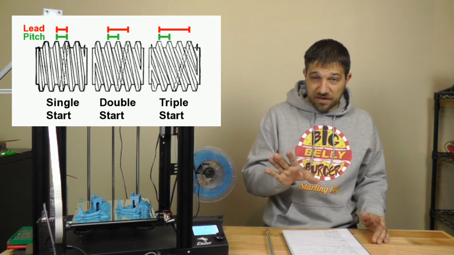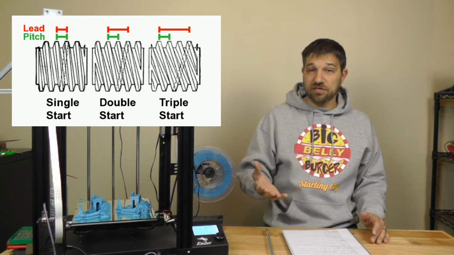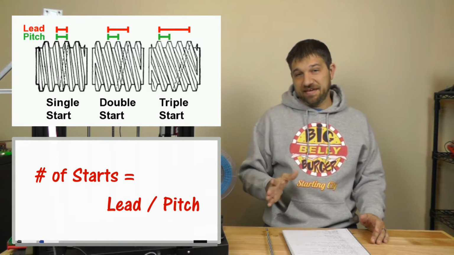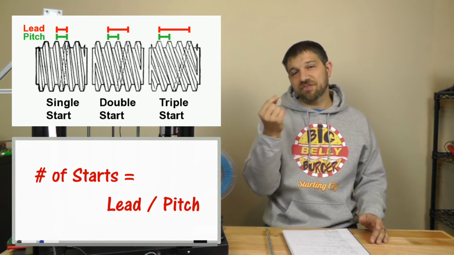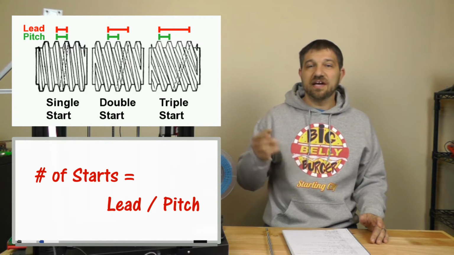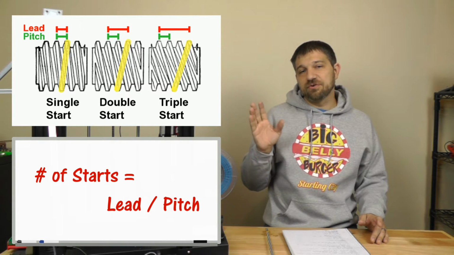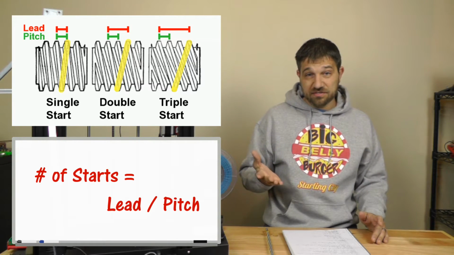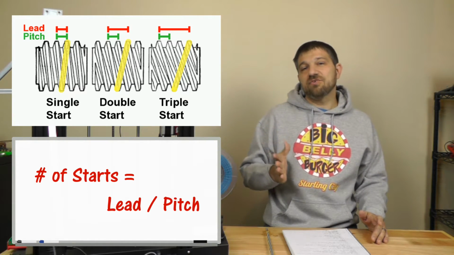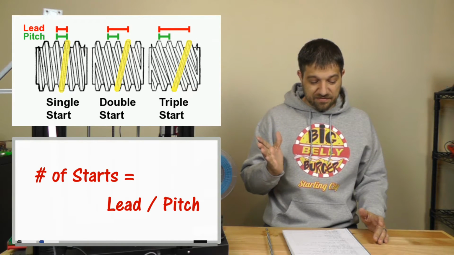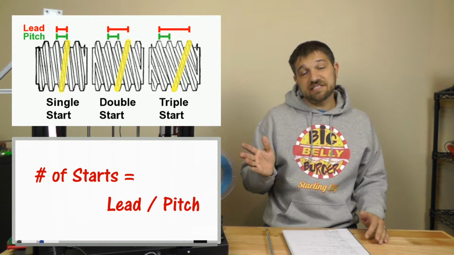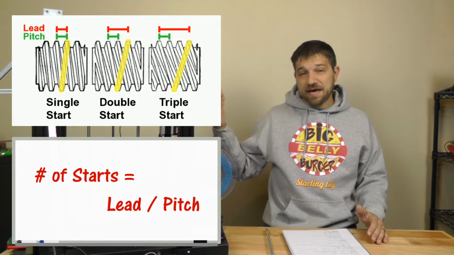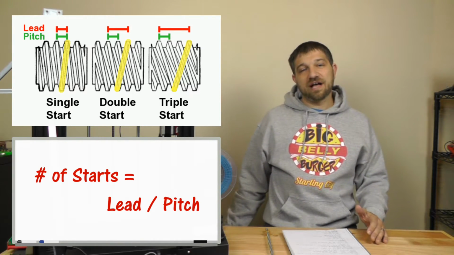Now, there's one other number you may care about, and that's called the number of starts of the lead screw. To get the number of starts, we simply divide the lead by the pitch, and we'll know how many starts, how many different threads are going to be running around that screw. And if you look at this graphic I have put up here, you'll see that as we add more starts, as the lead increases, so does the angle of those threads. And of course, as those angles increase, it's basically like rolling down a hill. If they're too steep, then the bed will simply roll down that hill, as it were.